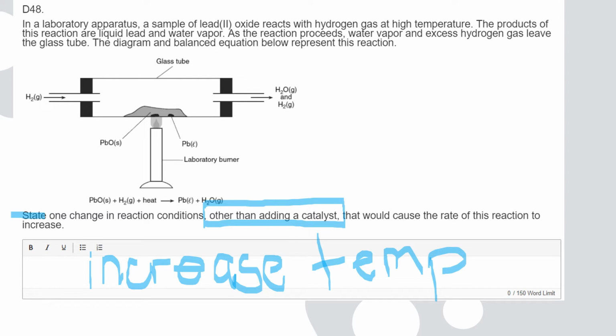What are your other options? Well, I do have something that's a solid. So I could say increase the surface area, okay? And I have gases, so I could say increase pressure, right? But always what I recommend is to say increase temperature to increase rate or add a catalyst. But since I can't say catalyst, the answer should be increase temperature.